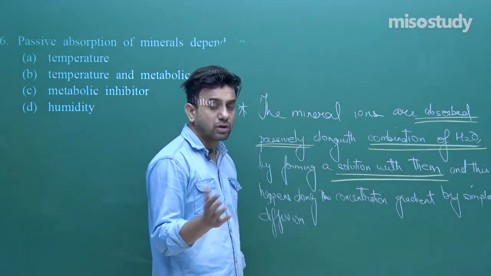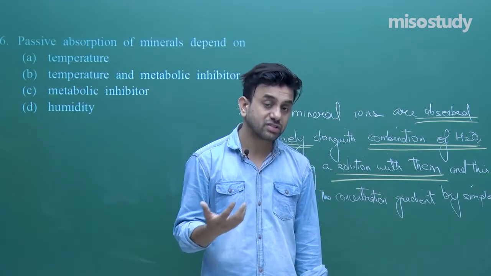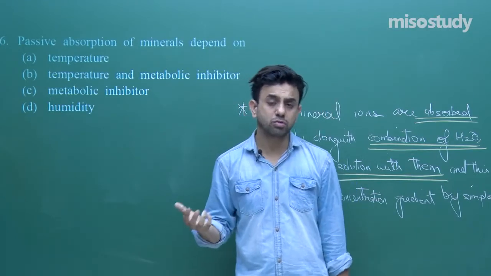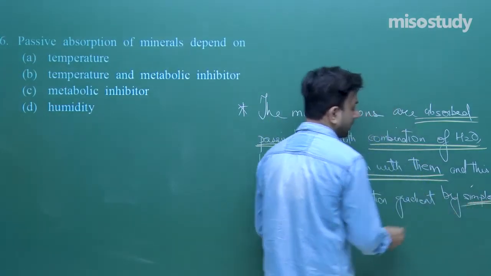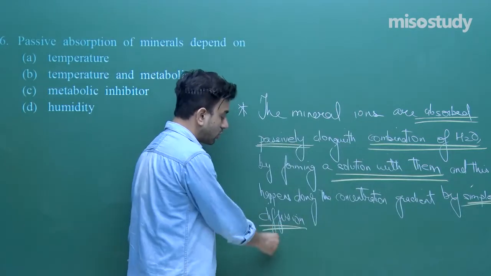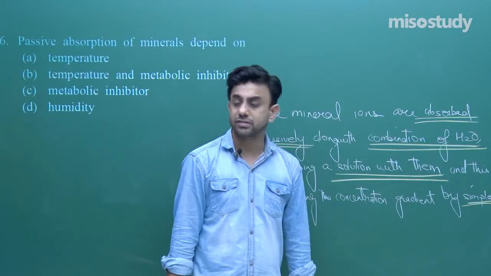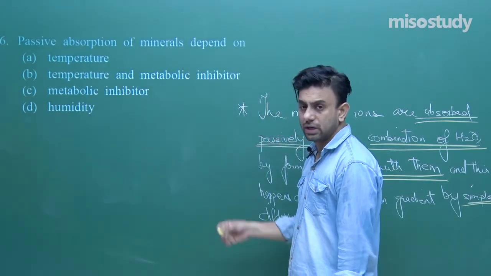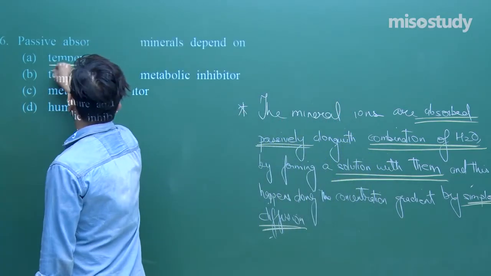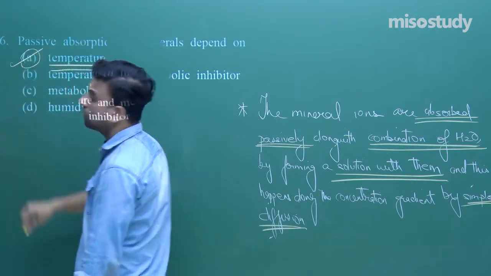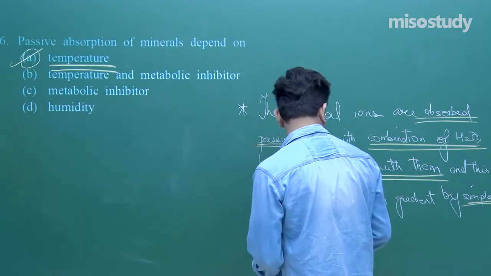Since water is more outside, in the soil, as compared to inside, and the mineral salts are more inside than outside, diffusion, we know, is from a region of higher concentration to a region of lower concentration across a semi-permeable membrane. This will not require energy, and that is why we say passive absorption of minerals is by diffusion. And it also depends on temperature, right? Passive absorption of the minerals will depend on temperature.